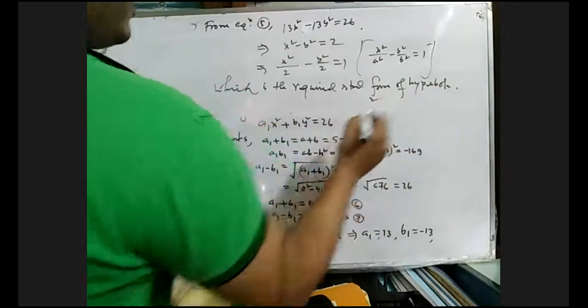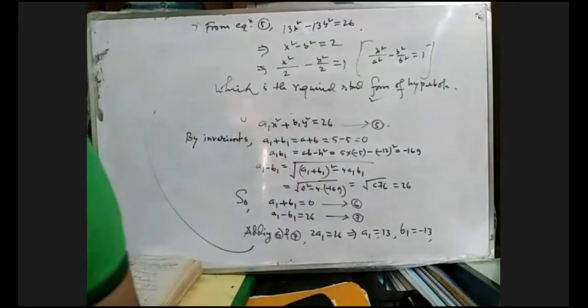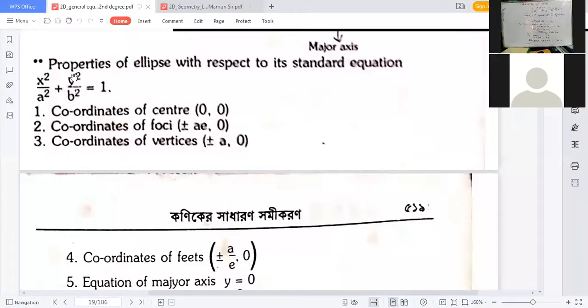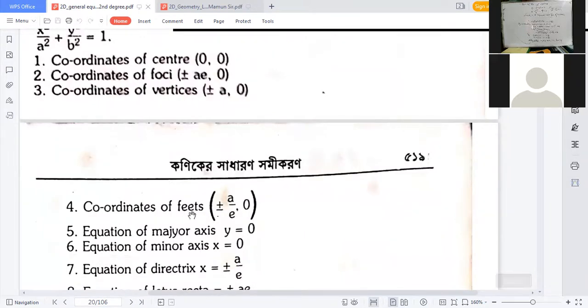So this is the result for you. Coordinate properties of ellipse with respect to the standard equation, x square by a square plus y square by b square equals to 1. This is the standard form of ellipse. Coordinate of center 0, 0, coordinate of foci plus minus ae, 0, coordinate of vertices plus minus a, 0. Vertices means shirsha bindu. Coordinate of foot plus minus a by e, 0.